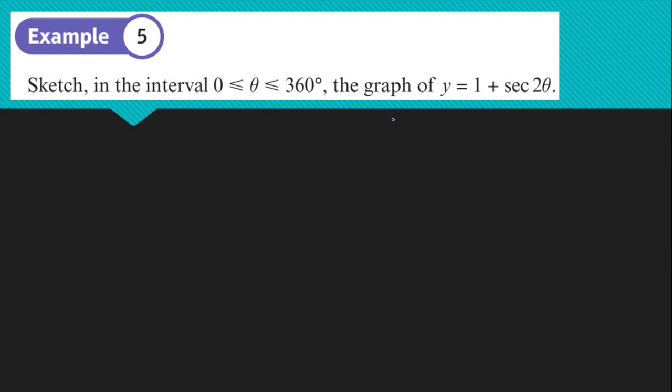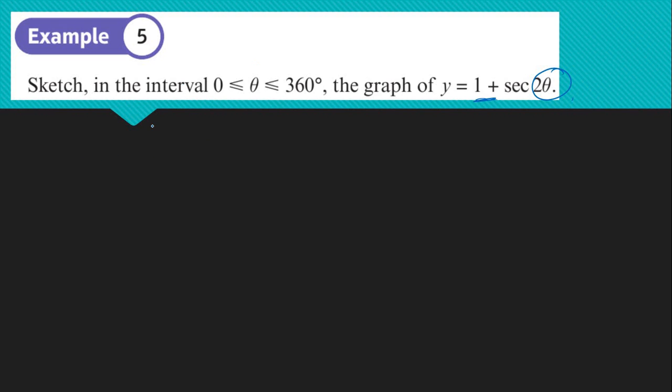Next, sketching the interval, this thing. The reason I put this on, I think it's really important to do this, is that you need to be used to drawing things where you've got sec of 2 theta. It's pretty important. And you've also got this transformation happening as well.